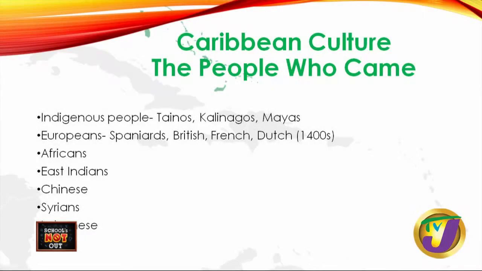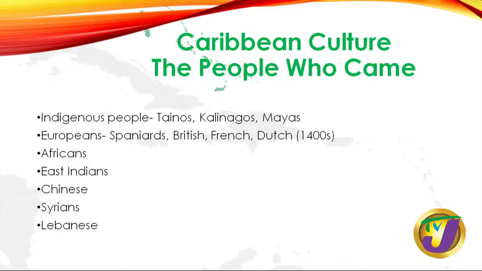We also want to now look at how we came to arrive at this culture in the Caribbean, because we have established that it's very, very unique, right? So who are the people who came? Now, the historical underpinnings tell us, and I have been repeating this, and this is something that we know. We are characterized by migrations, several migrations into the Caribbean space. So we began with the indigenous people, the Tainos, Kalinagos, and Maya, who migrated to the Caribbean during the last ice age. And these were the groupings of people who Columbus and other Europeans who came after saw.